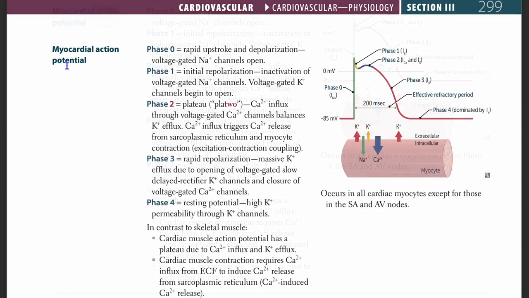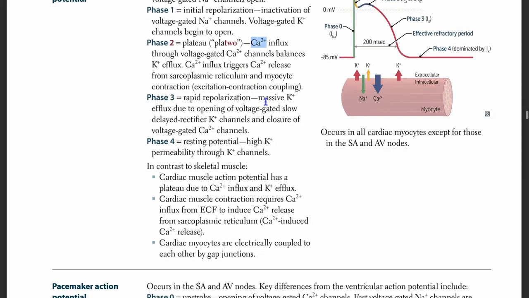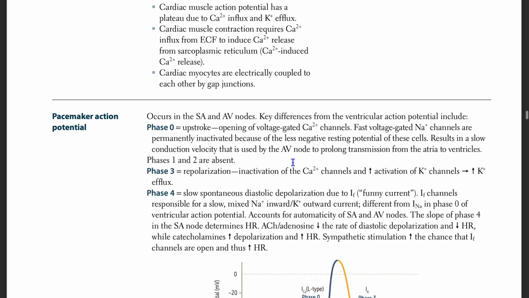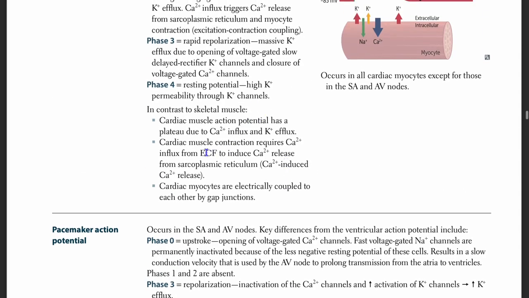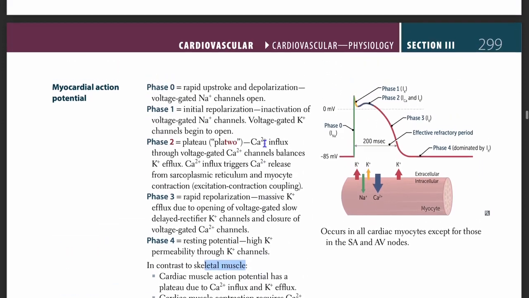Now we're going to do the action potential. So there's phase 0, 1, 2, 3, and 4. The important thing to remember is that this is the one with calcium in it. Okay, this and this, but the skeletal muscle, they don't have calcium, right?